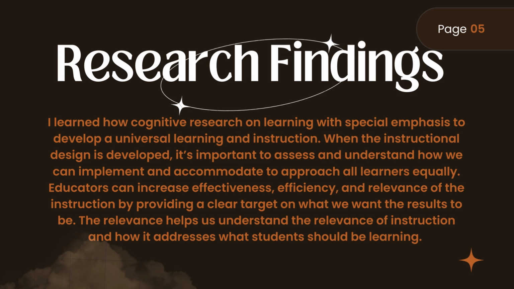Research findings continued. I learned about cognitive research on learning, with special emphasis on developing universal learning and instruction. When the instructional design is developed, it's important to assess and understand how we can implement and accommodate to approach all learners equally. Educators can increase the effectiveness, efficiency, and relevance of the instruction by providing a clear target on what we want the results to be. The relevance helps us understand the relevance of instruction and how it addresses what students should be learning.